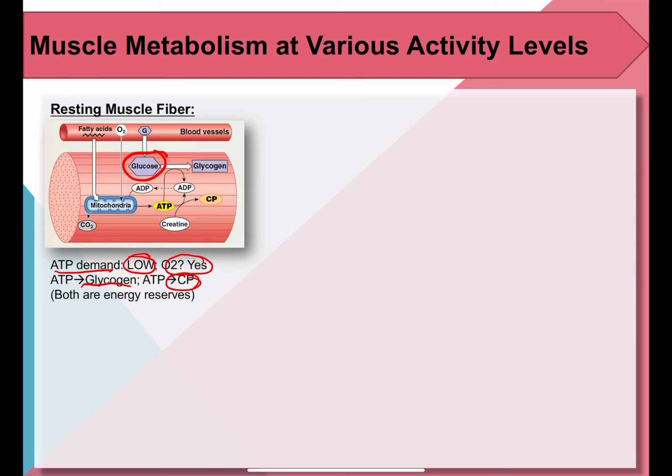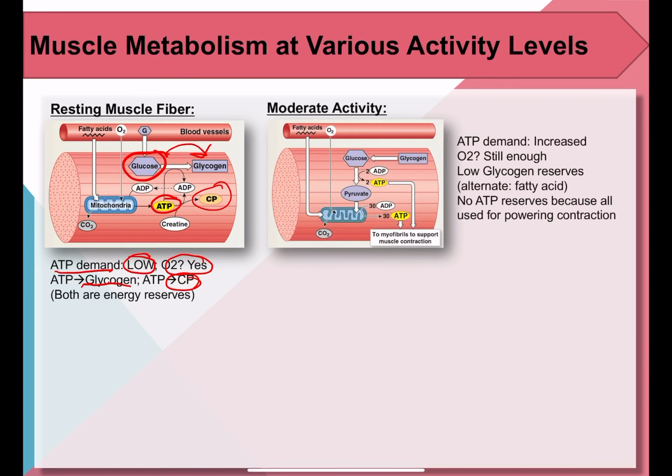So you have all this extra glucose around in your blood, which can be stored as glycogen within the muscle fiber itself. And if there's a lot of ATP hanging around not being used, let's not waste it, so it is stored as creatine phosphate. Now you decide, after sitting down for a while, let's go for a walk outside. That's an example of moderate activity.